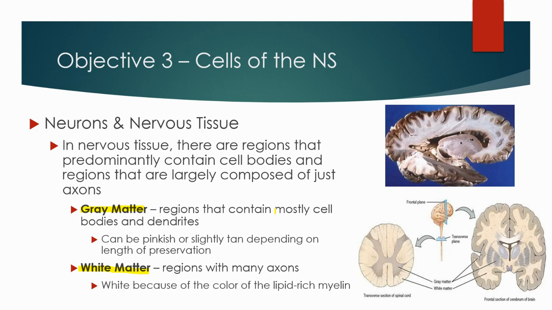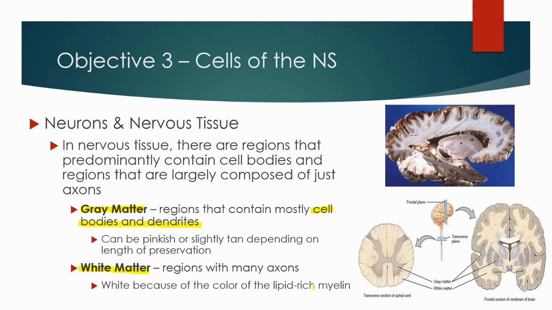But the gray matter is going to be those areas that are not myelinated, so it's going to be mostly cell bodies and dendrites. Now, it's not always necessarily gray. It could be a light pink or it could be a tan. It depends on how long it's been preserved, or if there's any kind of blood supply or anything like that. But it's definitely going to be darker than the white matter.